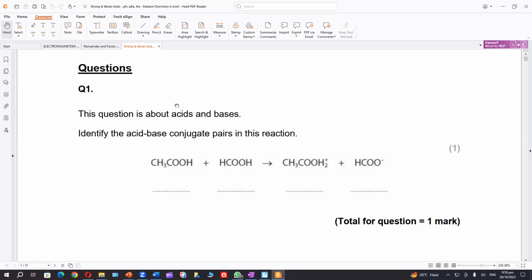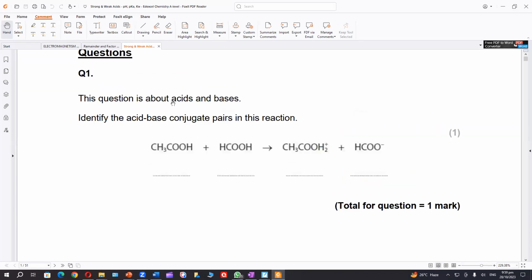Questions. 1. The question is about acids and bases. Identify the acid-base conjugate pairs in this reaction. So the product of an acid becomes the conjugate base, and from the base it becomes the conjugate acid. Now you have to see the first part, and he is giving us 1 mark to just write under it the conjugate pairs in this reaction. Normally the conjugate acid-base pairs exist on the right side.